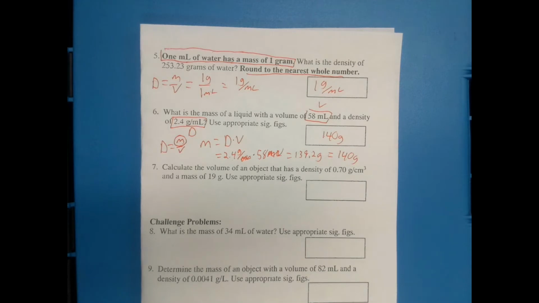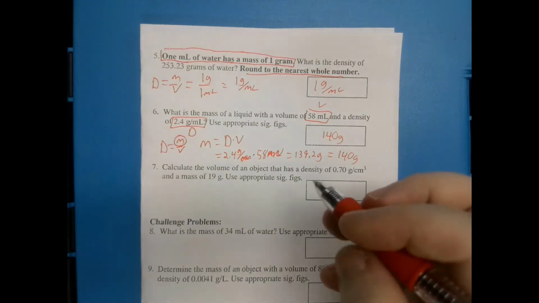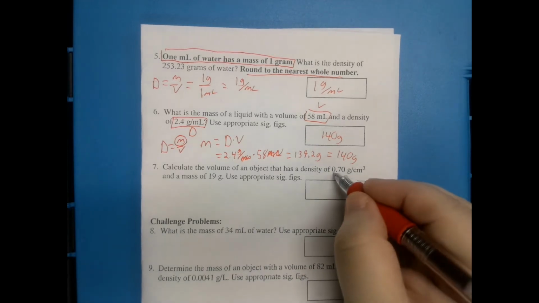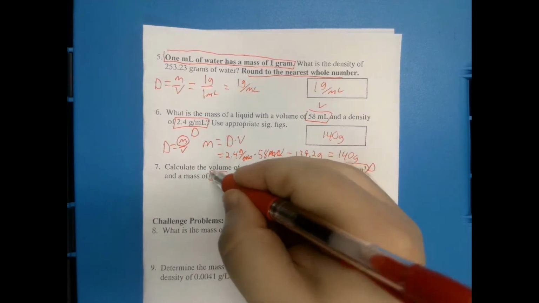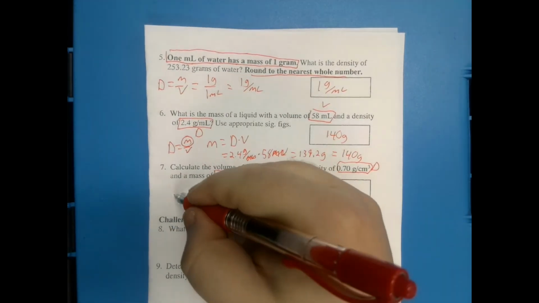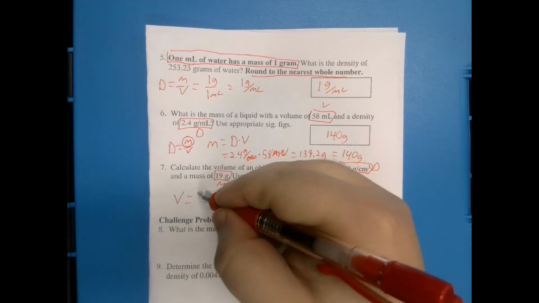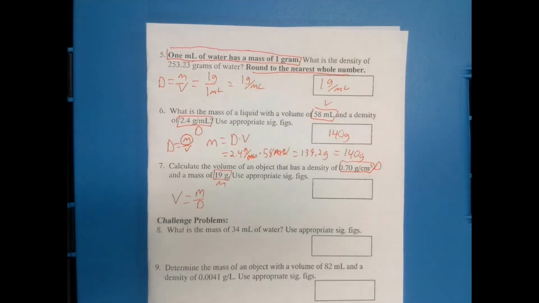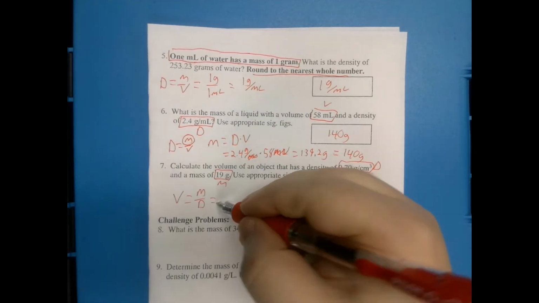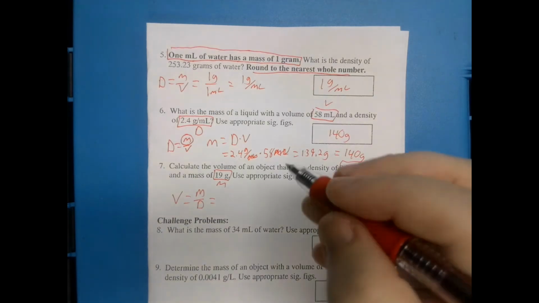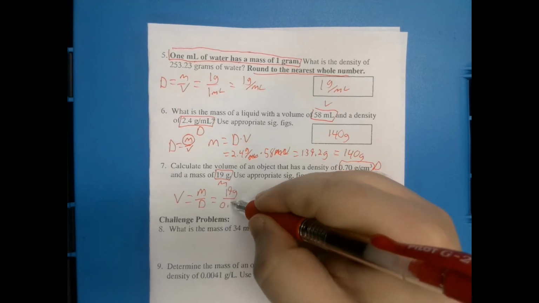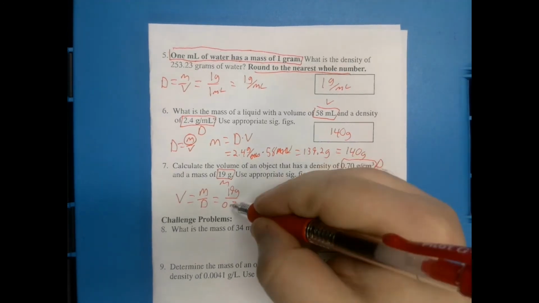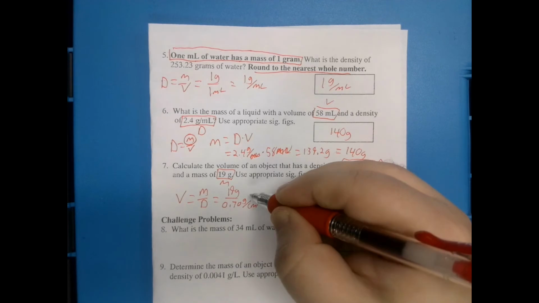Calculate the volume of an object with a density of 0.7 grams per cubic centimeter and a mass of 19 grams. So this is our density. This is our mass. Volume is equal to mass divided by density, using algebra to solve for it. So our mass is 19 grams, and our density is 0.70 grams per cubic centimeter.